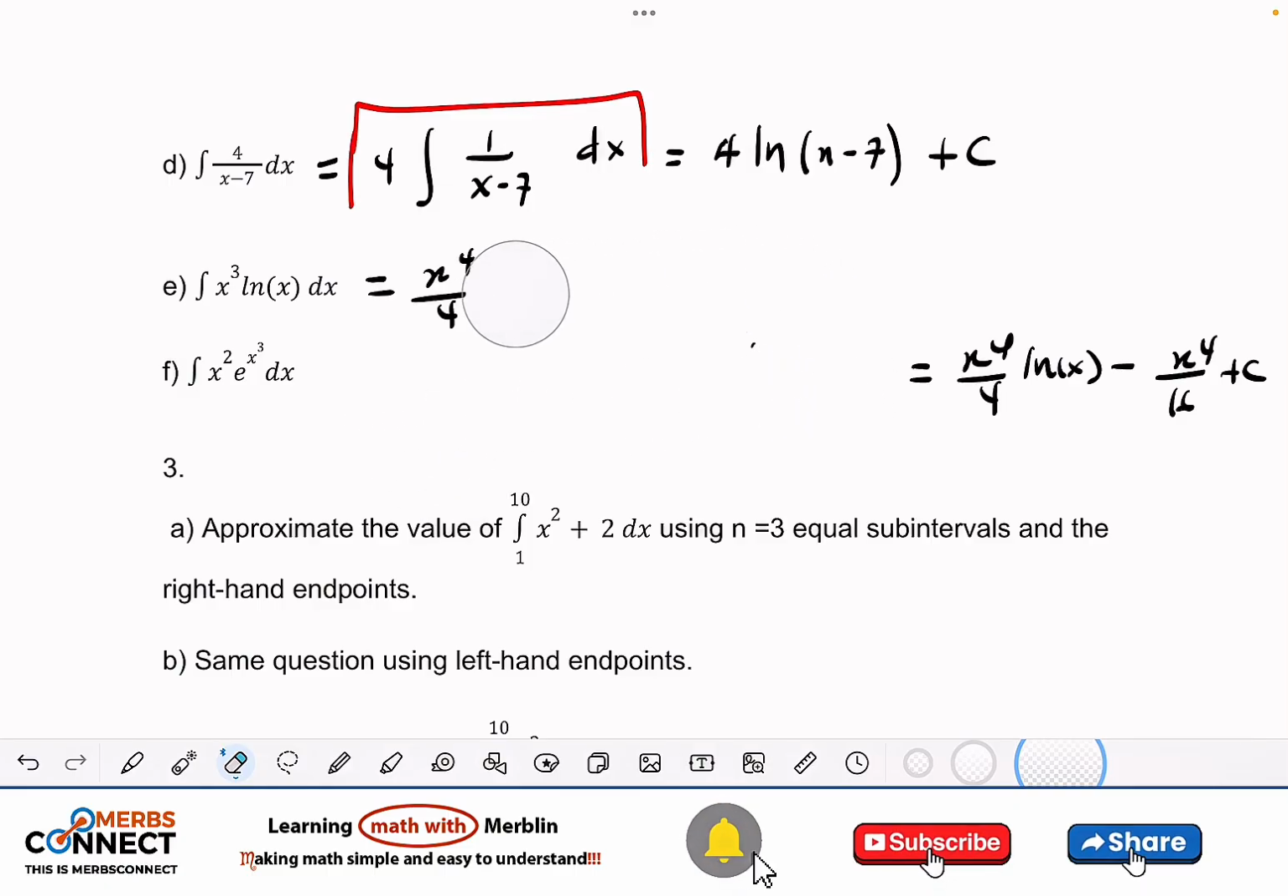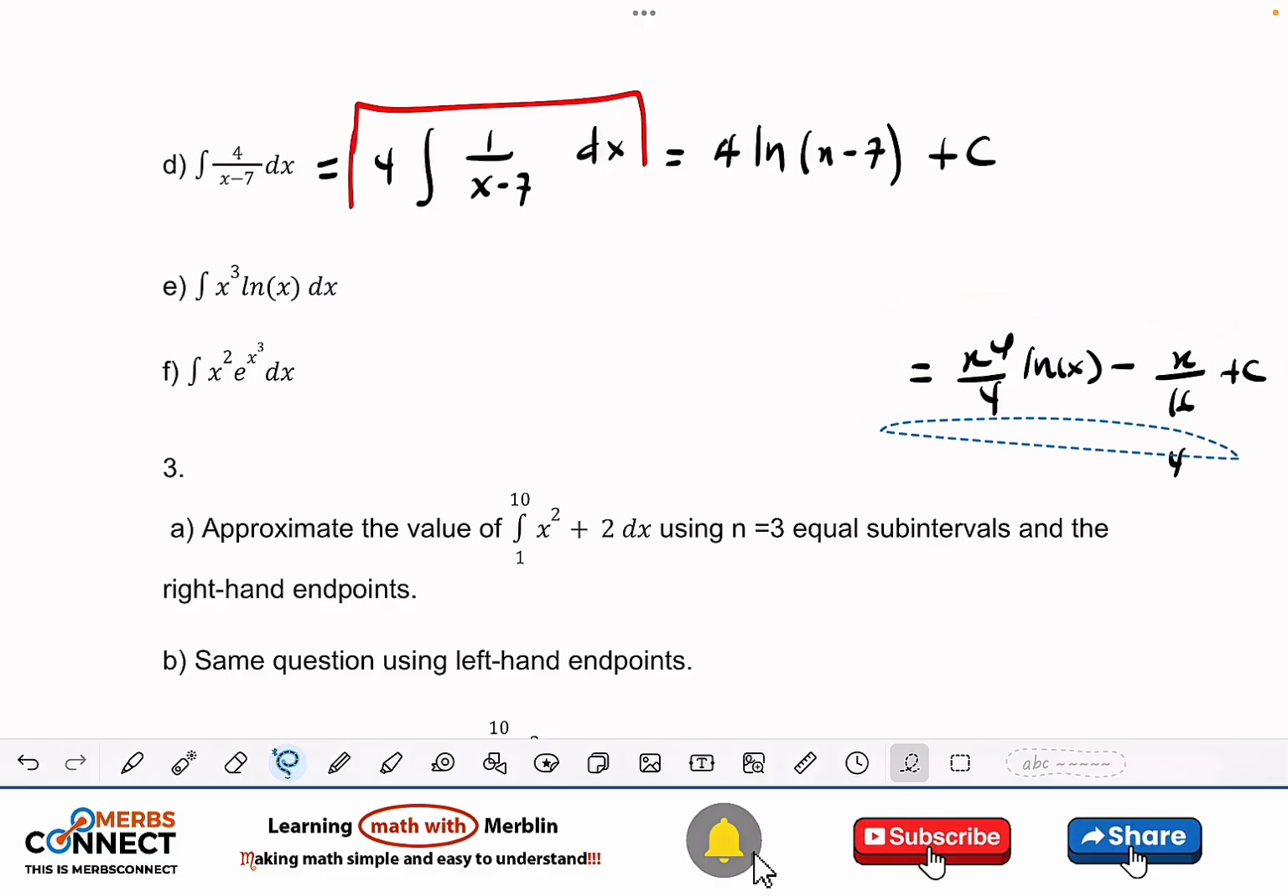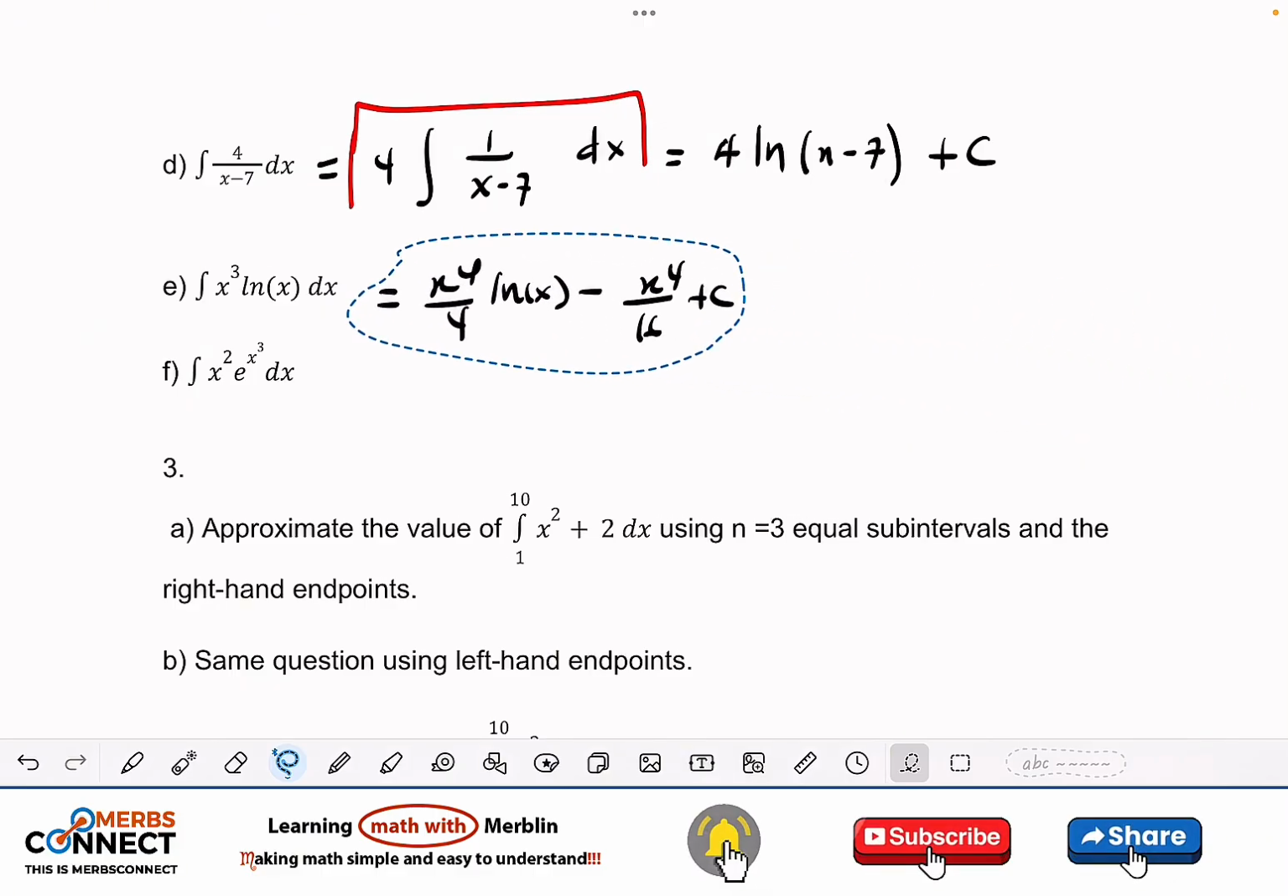Okay. So now that is the E. Let's do the F and let's jump into the next different questions, right? Because we have a lot of questions that we want to do.